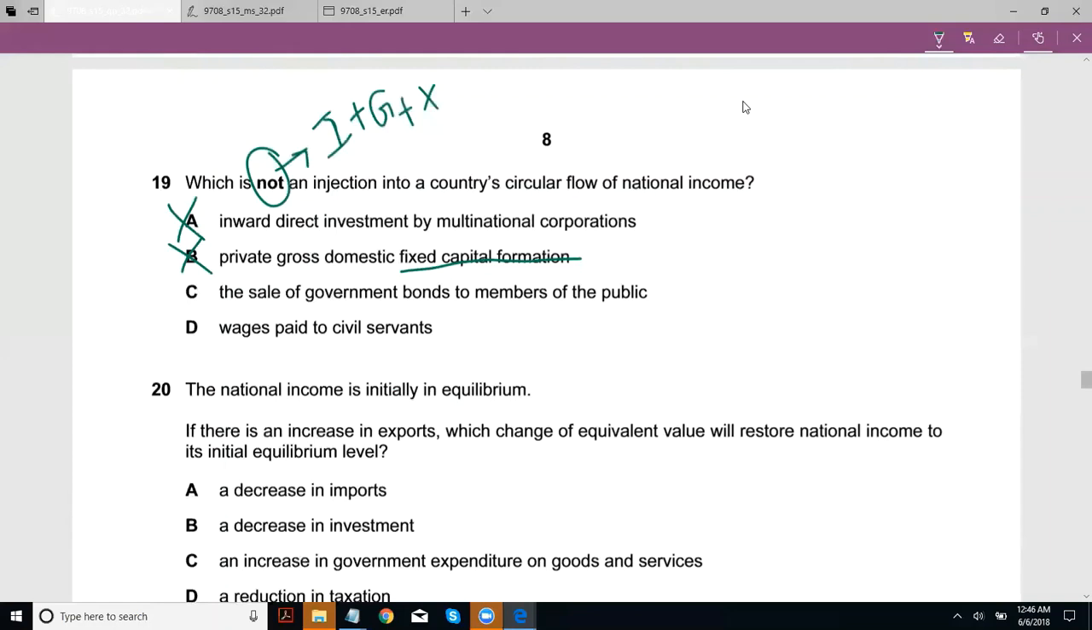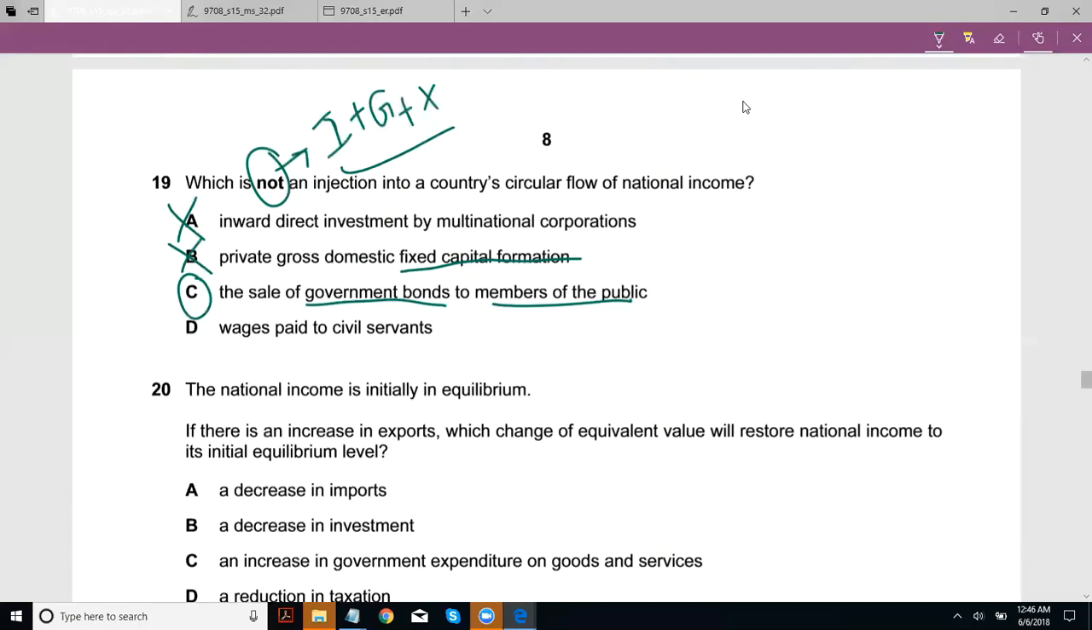The sale of government bonds to members of the public. I would say that could be fine, because if you're selling government bonds to members of the public, in fact, if anything, that could be a leakage rather than an injection, because then money is going from the public to the government. It's not investment or government expenditure.